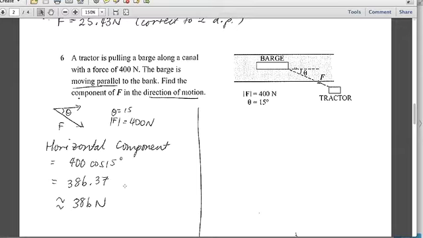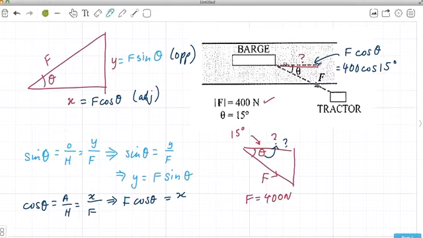And this is newtons because it's a force. That's the force that's in the direction of motion. You'll also notice that in this question there is another force which we aren't interested in because it's actually a detrimental force for pulling the barge along. There's a force here which is perpendicular to the riverbank, and that's what makes it so that not all of your force is pulling the barge along.